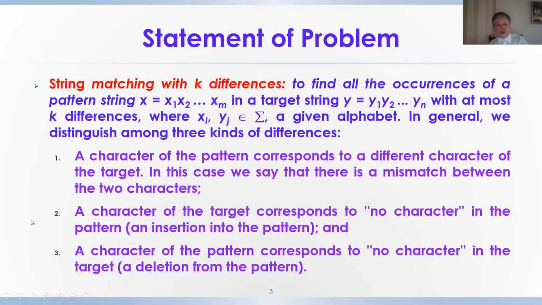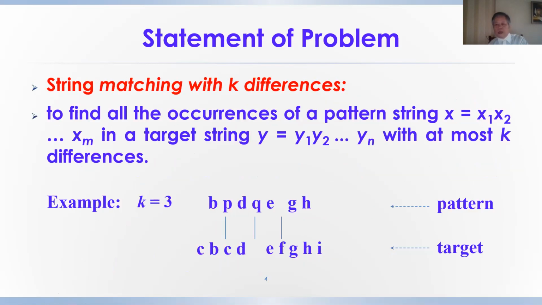The second difference is a character of the target corresponding to no character in the pattern. Then we have the third difference. It is a character of the pattern corresponding to no character in the target. By this example, I just show you a matching of a pattern with a target with the three differences.